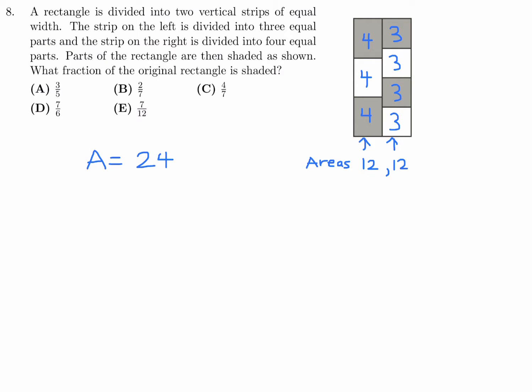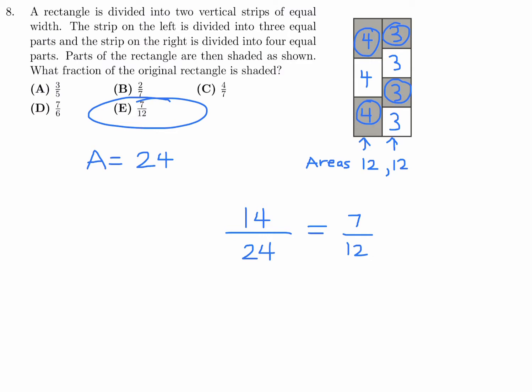So now we just have to count. The fraction of the original rectangle that is shaded, well, it's this plus this plus this plus this. That's the shaded parts. So that's going to be 4 plus 4, 8 plus 3 plus 3, 8 plus 6, 14. And we have to divide by the total, which is 24. And that's the answer to the question. Of course, they're going to lower it to lowest terms, 7 over 12. And that would make number 8, choice E.